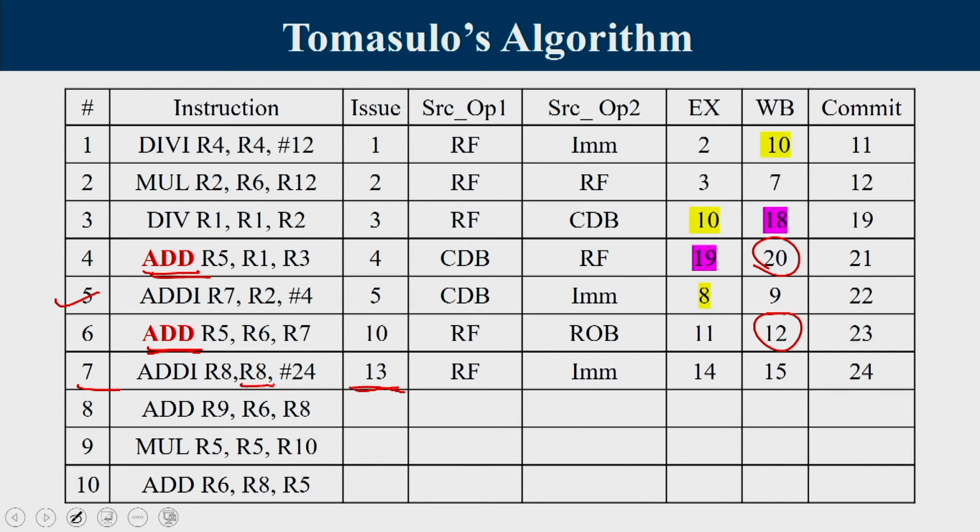In 13, when I issue, my first operand R8 is nowhere coming in the destination of any of the previous instructions. So R8 is available in the register file, and second operand is immediate. So I can issue at 13, execution starts at 14, at 15 I complete, and then only at 24 I can commit. So from clock cycle number 15 till clock cycle number 24, the value of R8 is available in the reorder buffer. Moving further, I am moving to the next add instruction.